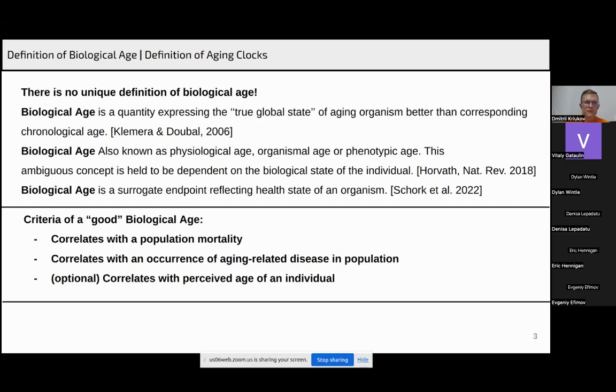And the third criterion is quite optional, but I believe quite meaningful, that biological age should correlate with perceived age, also known as self-rated age of an individual. So these three criteria are quite transparent. And the last definition we need today is a definition of aging clocks, which is very simple actually. Aging clock is just an algorithm predicting biological age.